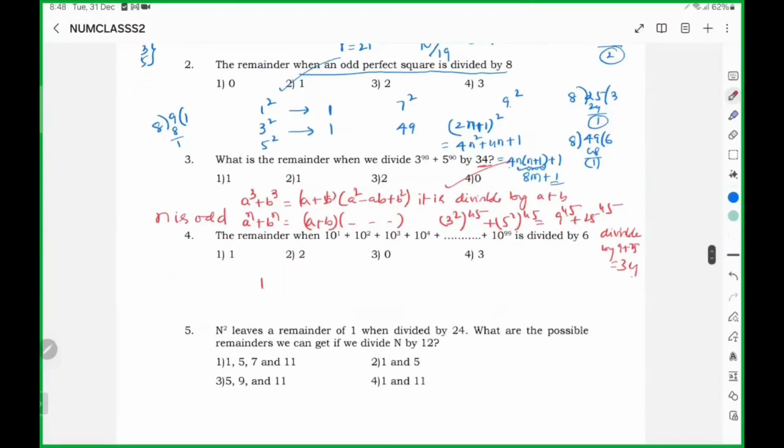Here 10 power 1, you divide with 6, the remainder is 4. Even for 100, the remainder is the same, because the last digit is 0, you divide with 6 and you get remainder 4 each time. Like this you get 99 fours. So 11 into 36 is divisible by 6, hence the remainder is 0.